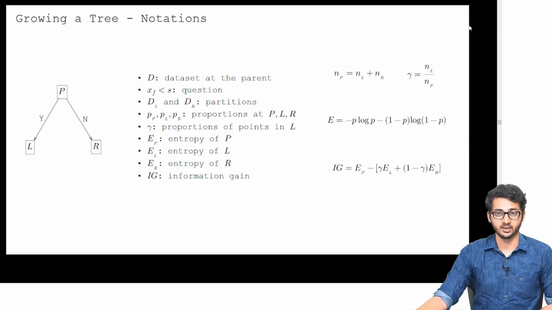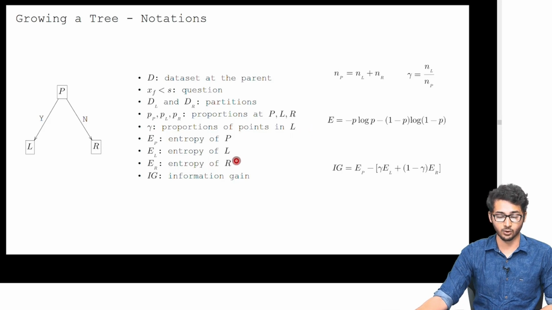Now we are going to have a look at decision trees. First let us go over the notations. We have D, which is the data set at the parent node. X_F less than S is the question that we are going to ask to make a split, and then we have D_L and D_R, which is the data set in nodes L and R that we obtain after the points answer the question that we have here. And then we have the proportions p, L and R, which is the proportion of points belonging to class 1. And then we have gamma, which is the proportion of points that have gone to the left node.